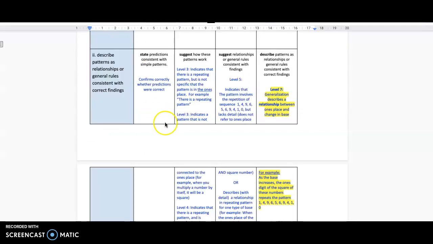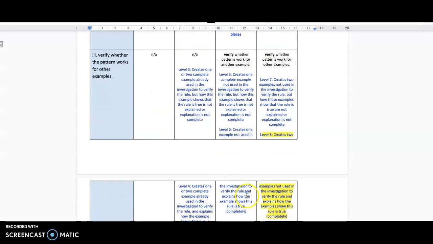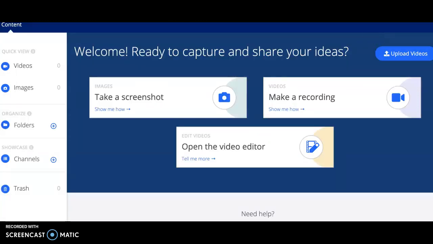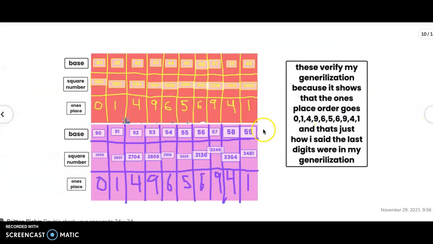The last thing I want to take a look at is the last strand, which is verifying. And this student did a great job of verifying because they created 2 examples where they went through the whole pattern. And then they explained why, how their tables show that the whole pattern is happening. So this is a really good example of verification as well.